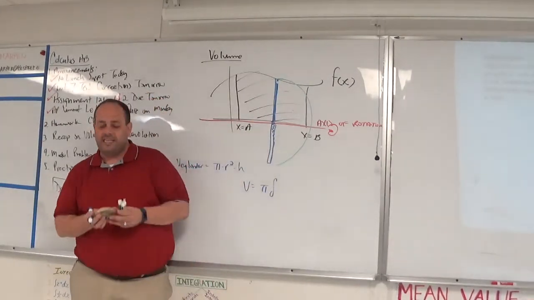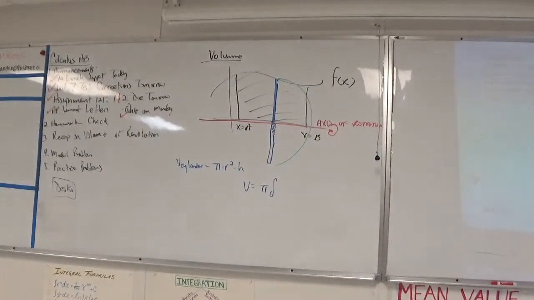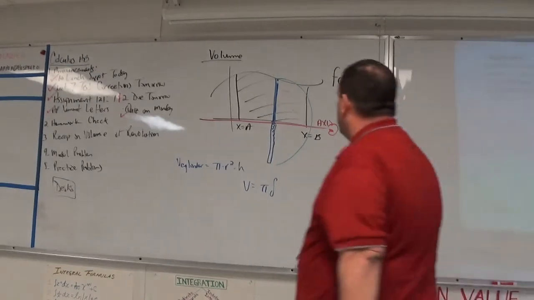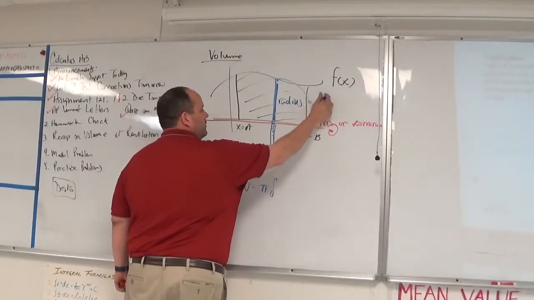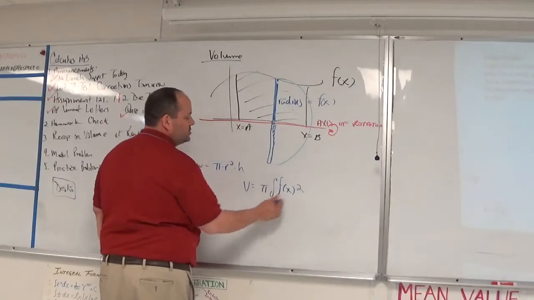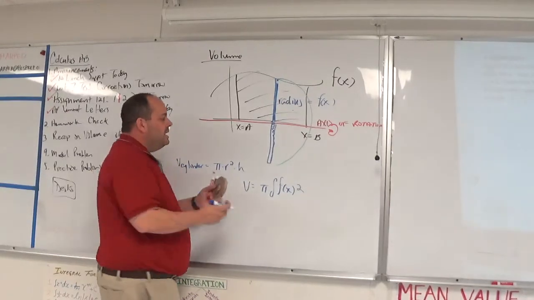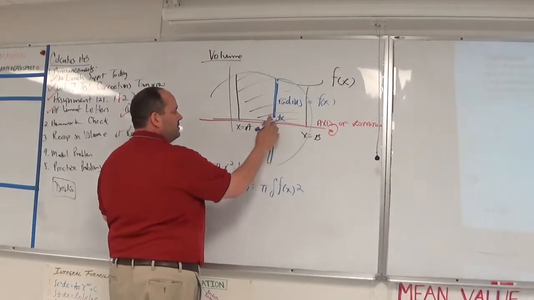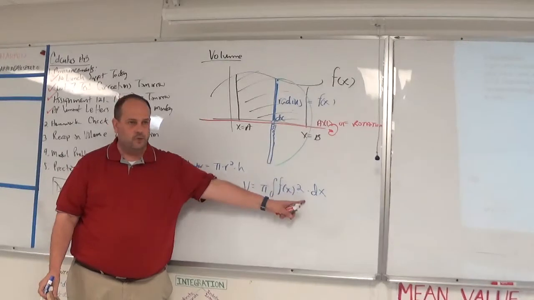For this problem, what's the radius of your cylinder? You go from your axis of rotation, the center, all the way out until you hit the curve. Like that's the radius. So here, you start in your axis of rotation, and you go all the way to f of x. That's your radius. The radius in this case is f of x. So we're going to have pi times f of x squared. The height, the thickness of the cylinder when you hold it this way, is the dx or the delta x here, which is why our volume formula is going to be pi times the integral of f of x squared dx.